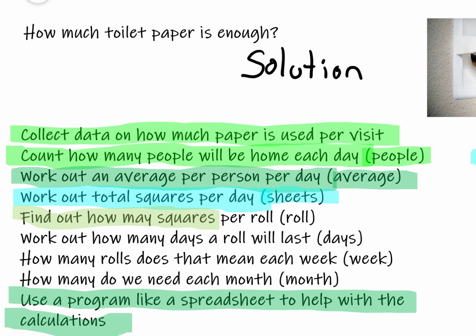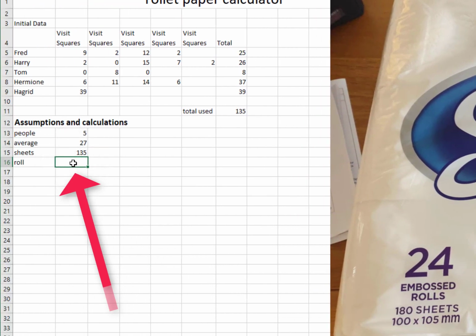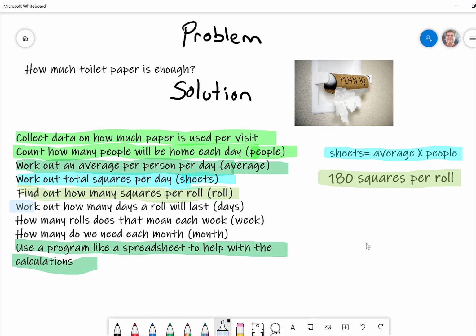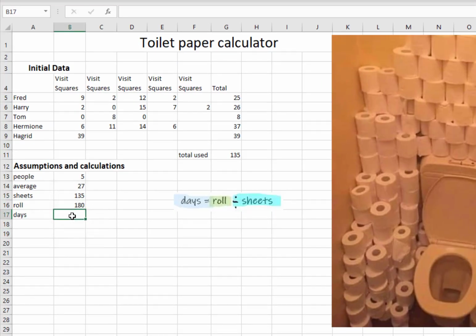Next I'm going to work out how many squares there are in a roll, and there are 180, so I can put that in, and once I have that information I can then go on to work out how many days a roll will last. So the days is going to equal the number of rolls divided by the sheets. So if I just follow the formula, I can put in that days will equal, so put in an equal sign, and it's going to be rolls divided by, and divided by is a forward slash, remember, and divided by sheets. Press the tick, and you can see that a roll will last 1.33 days.